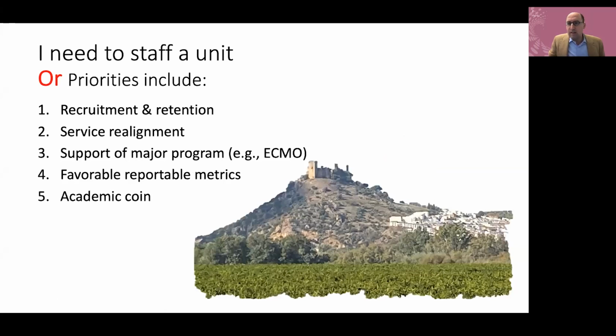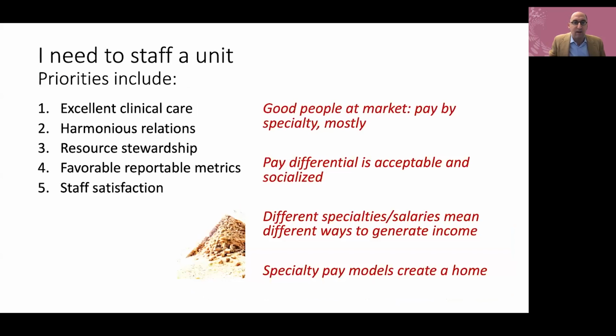Overlapping, but with a slightly different bent, is my academic or ivory tower model. Here I'm thinking about recruitment, retention, growing careers, realignment of services around educational or academic pursuits, supporting a major program perhaps, that ECMO unit comes to mind. Favorable reportable metrics, which may be hacks, but may be other things, and the generation of academic coins, so grants, publication, educational output, things that will be important to sustain and grow the people that I'm hiring to staff ICUs.